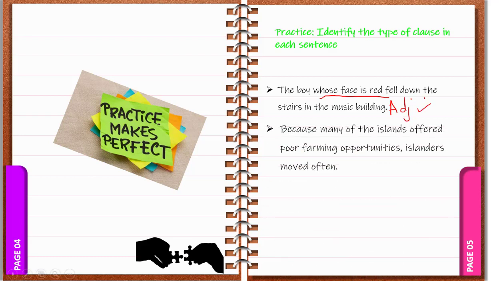On to our next sentence. Because many of the islands offered poor farming opportunities, islanders moved often. Identify your clause and identify what type it is. Now, if your answer is because many of the islands offered poor farming opportunities, if you have indicated this as an adjective.